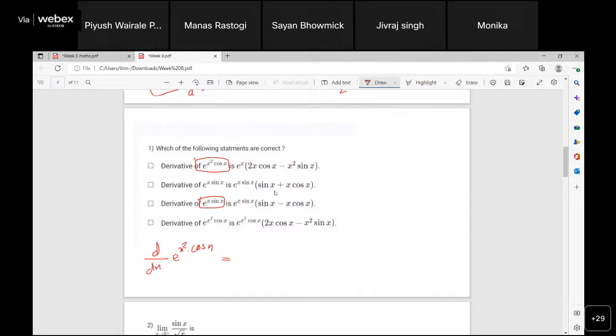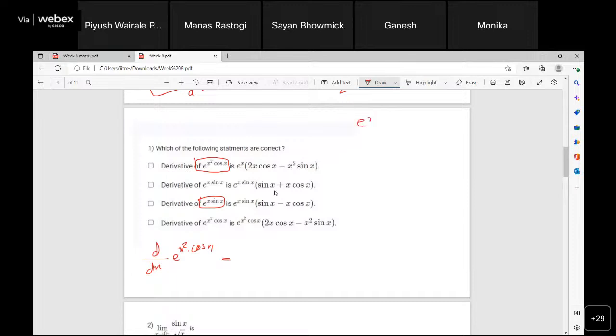Sir, we use the composition of functions rule. There is a composition of functions, then we have to apply the chain rule also. So how to proceed?